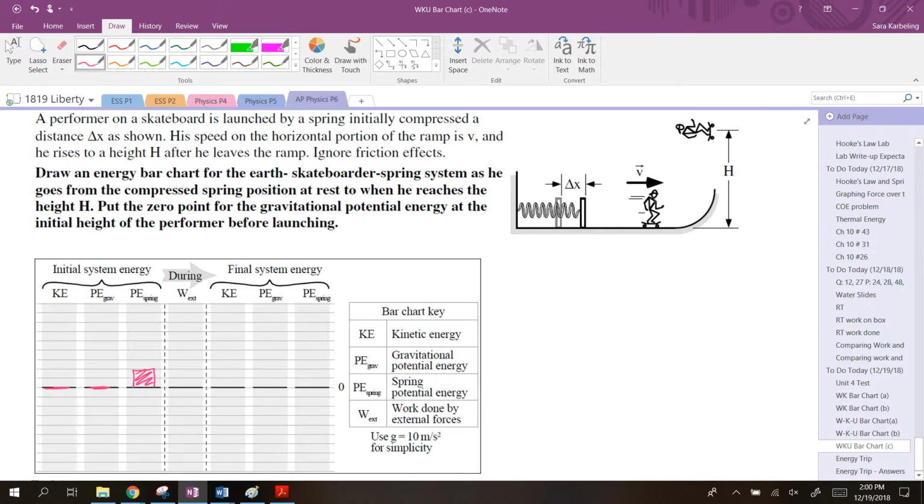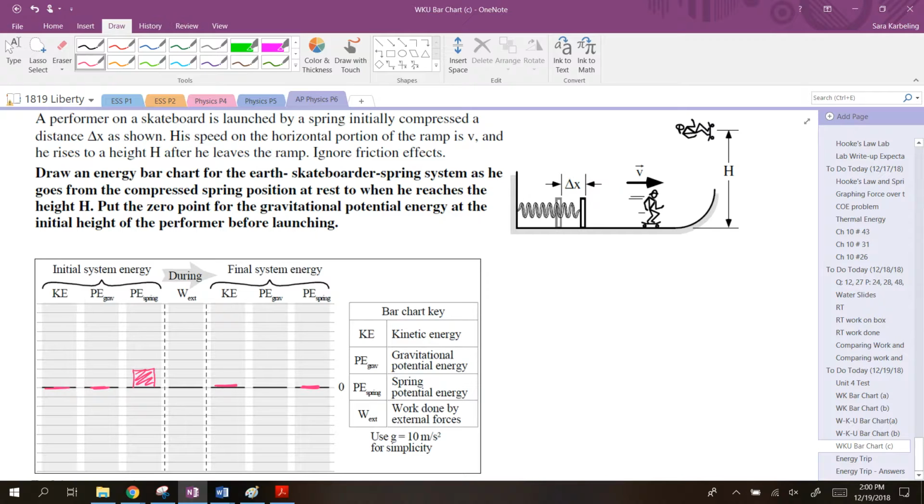Does he have any kinetic energy at the end? Yes. Oh wait, that would be 0. Where's the end? I thought he rises to this height. So he stopped up there, didn't he? How about spring potential energy? Any of it? No. Hey, is there any work been done?